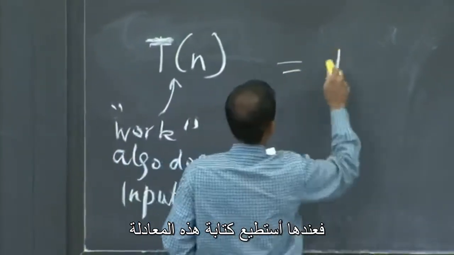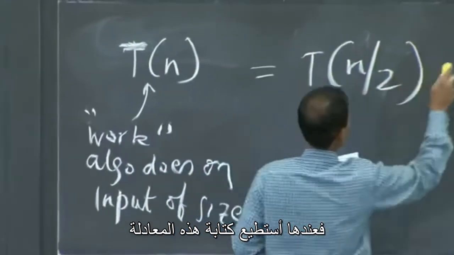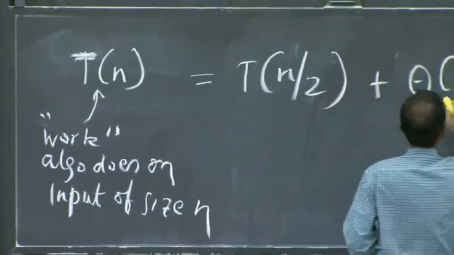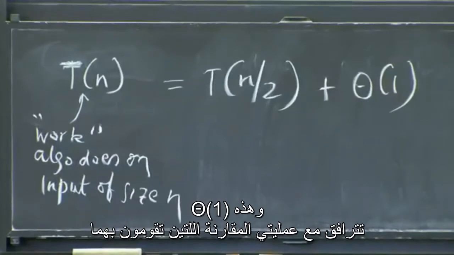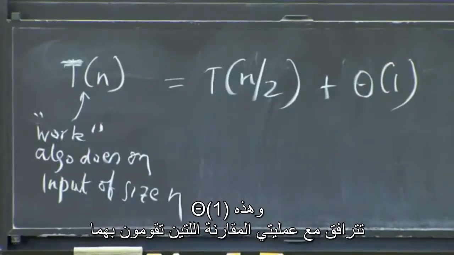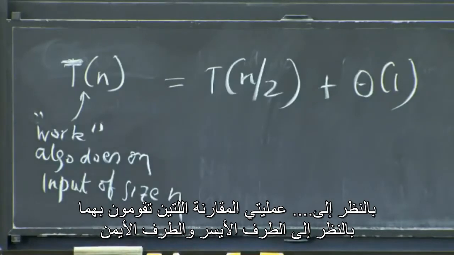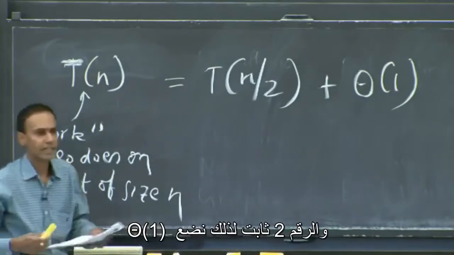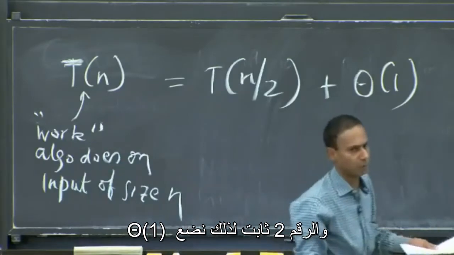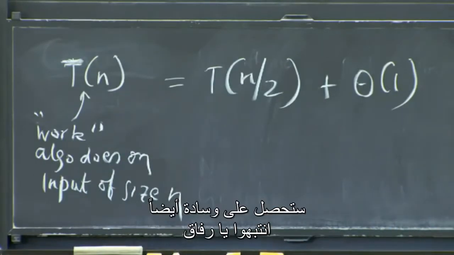Then I can write this equation. And this theta 1 corresponds to the two comparisons that you do, looking at the left-hand side and the right-hand side. So 2 is a constant, so that's why we put theta 1.